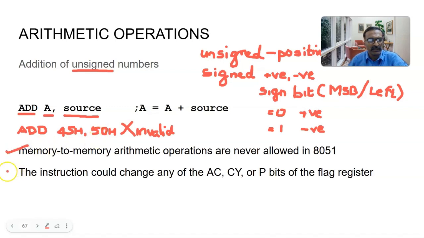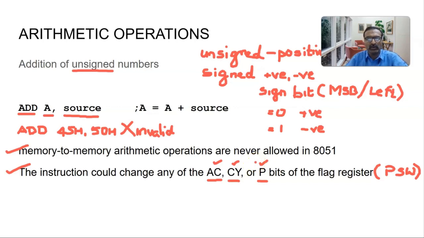Second point is this instruction, arithmetic instructions, will change the flags. It can change the carry flag, the auxiliary carry flag, and the parity bits of the flag register. The flag register is what we call PSW. That is what we saw in the last video. So arithmetic operations will change the conditional flags. Since it is an unsigned operation, it can change the carry flag, the auxiliary carry flag and the parity flag. So this is the addition operation.